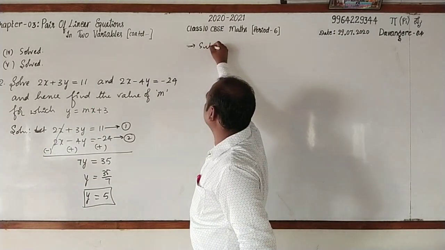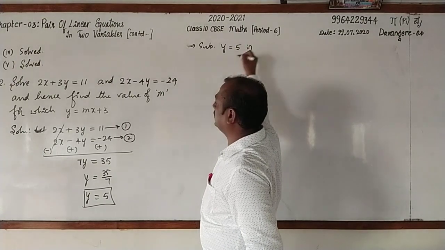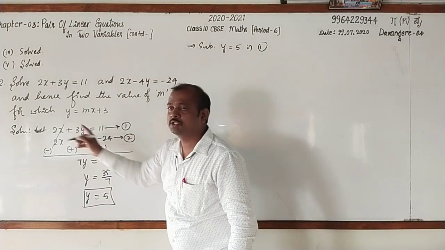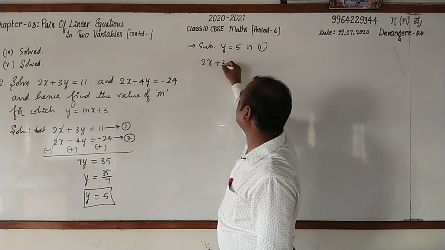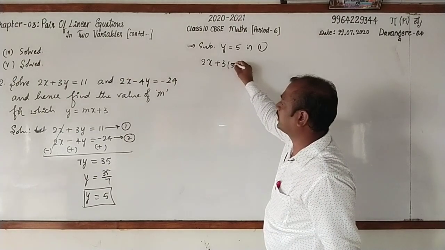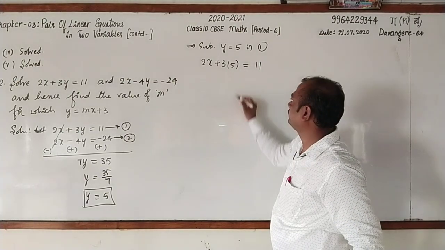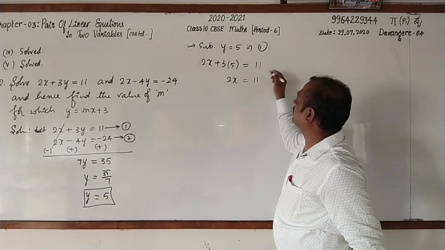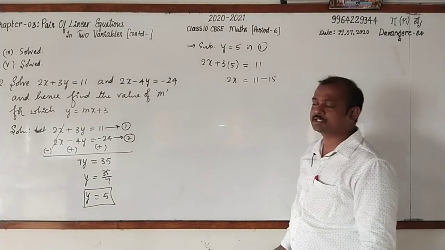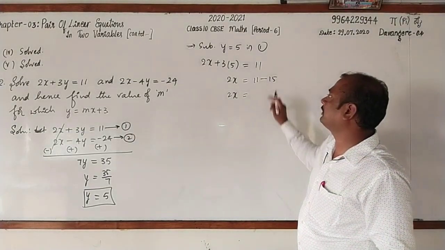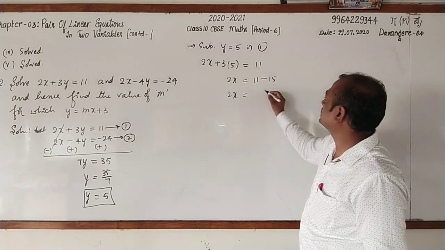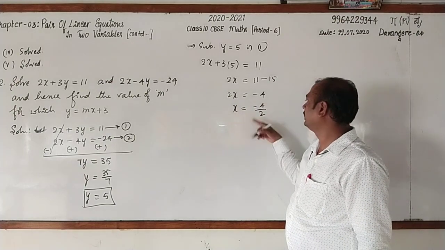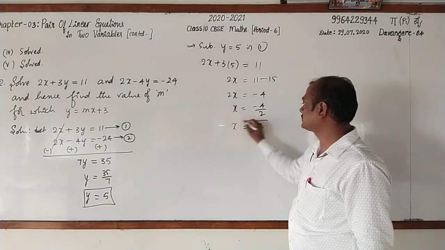After finding the value of y, then we have to find out the value of x. Hence, substitute this y equal to 5 in any of the two equations. I go for taking the first equation. First equation is, it is 2x plus 3y. What is y? It is 5. Is equal to 11. Then 2x is equal to 11. What is 3 5s are? 15. Transfer 15 to the right hand side. Becomes minus 15. Then 2x is equal to 11 minus 15 is, it is minus 4. Then x equal to minus 4 by 2. Cancel it. X equal to minus 2.